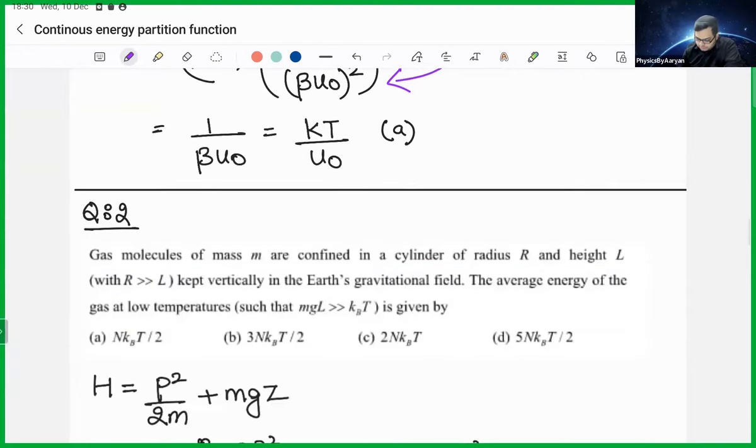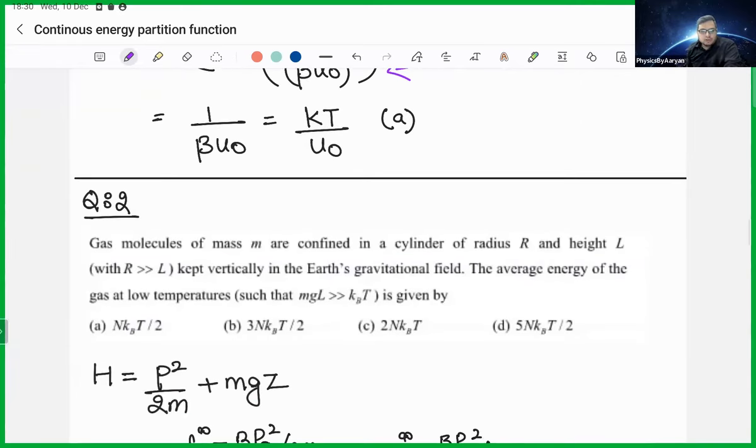Okay. Next question. Gas molecules of mass m are confined in a cylinder of radius r and length l. Now your chat box should be open with you. I will be asking you some questions. So the gas molecules are confined in a cylinder of radius r and length l. Radius is much greater than length and it is kept vertically in Earth's gravitational field. So the cylinder is kept like this.